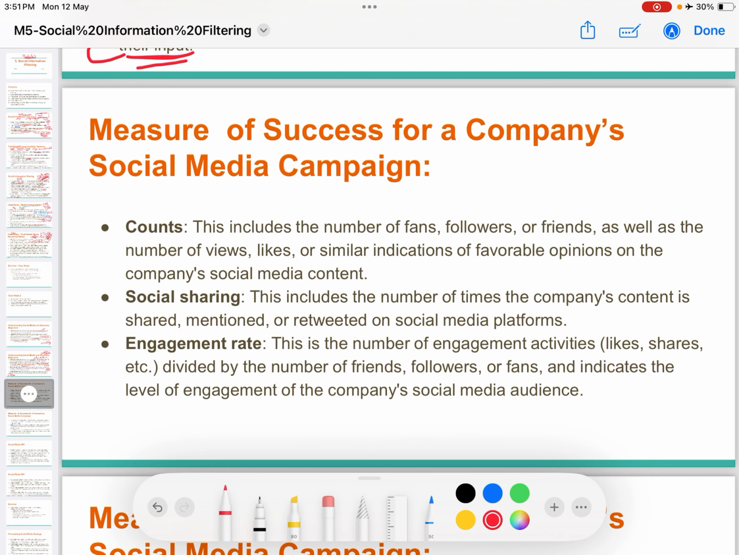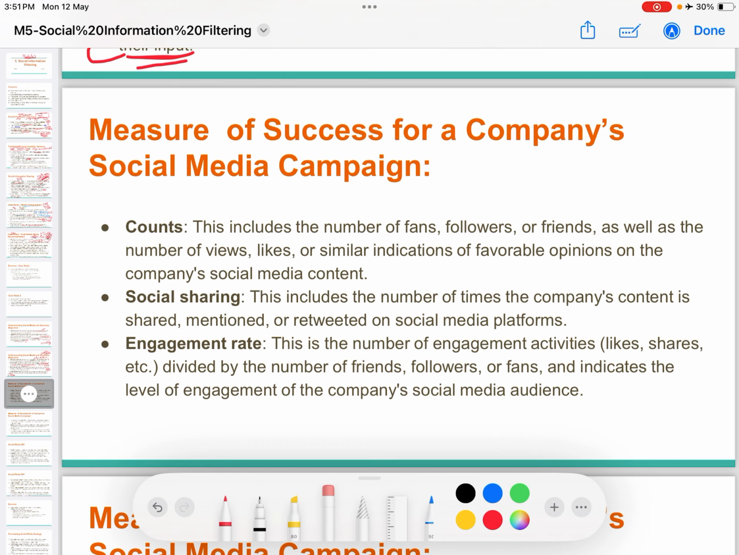Measures of success for a company's social media campaign. What are the success measures? Counts. This includes the number of fans, followers or friends, as well as the number of views, likes or similar indications of favorable opinions on the company's social media content. Next is social sharing. This includes the number of times the company's content is shared, mentioned or retweeted on social media platforms. Engagement rate. This is the number of engagement activities, likes, shares, etc.